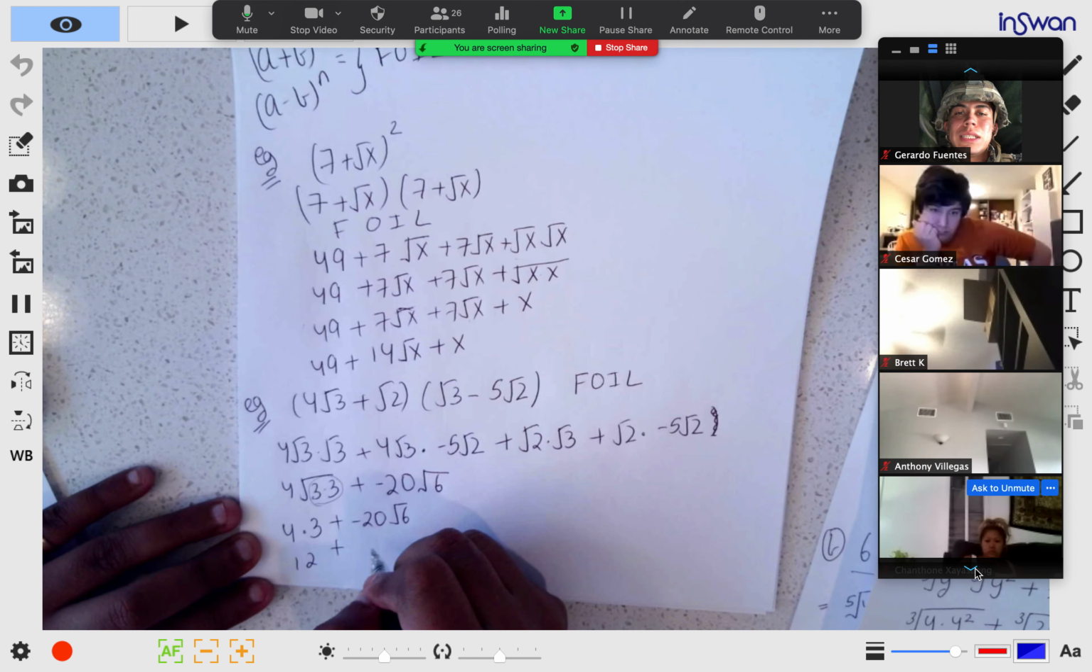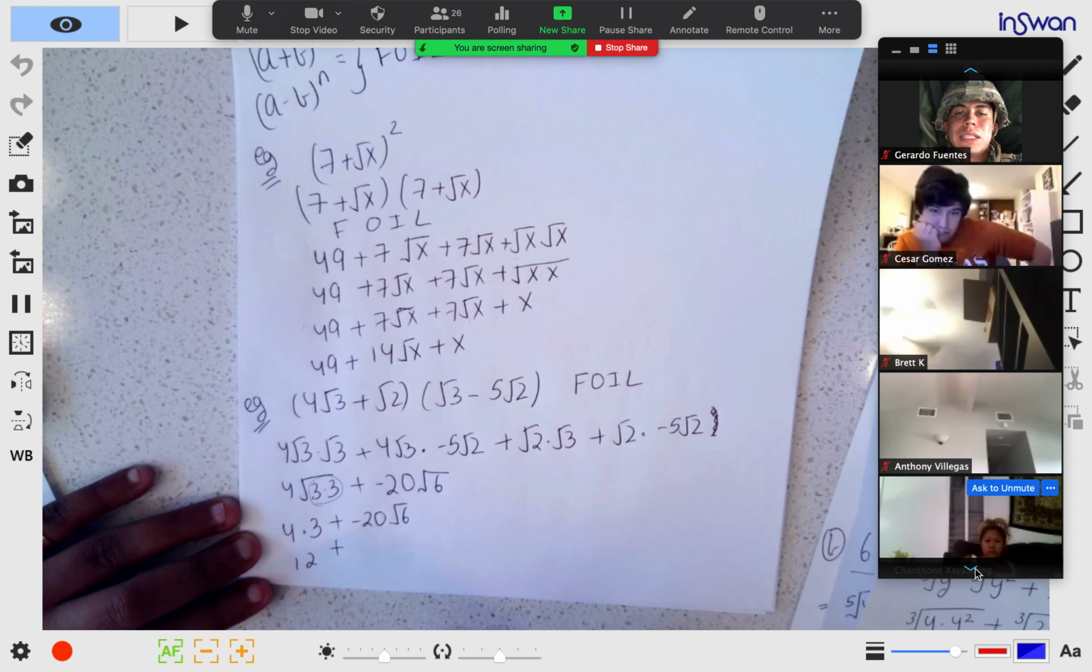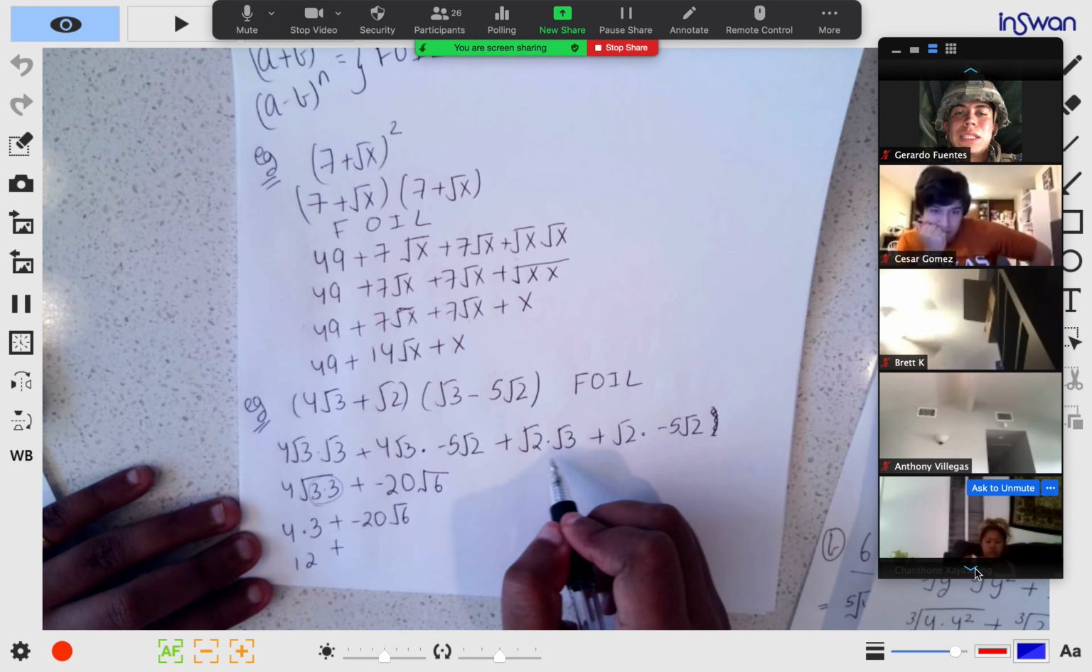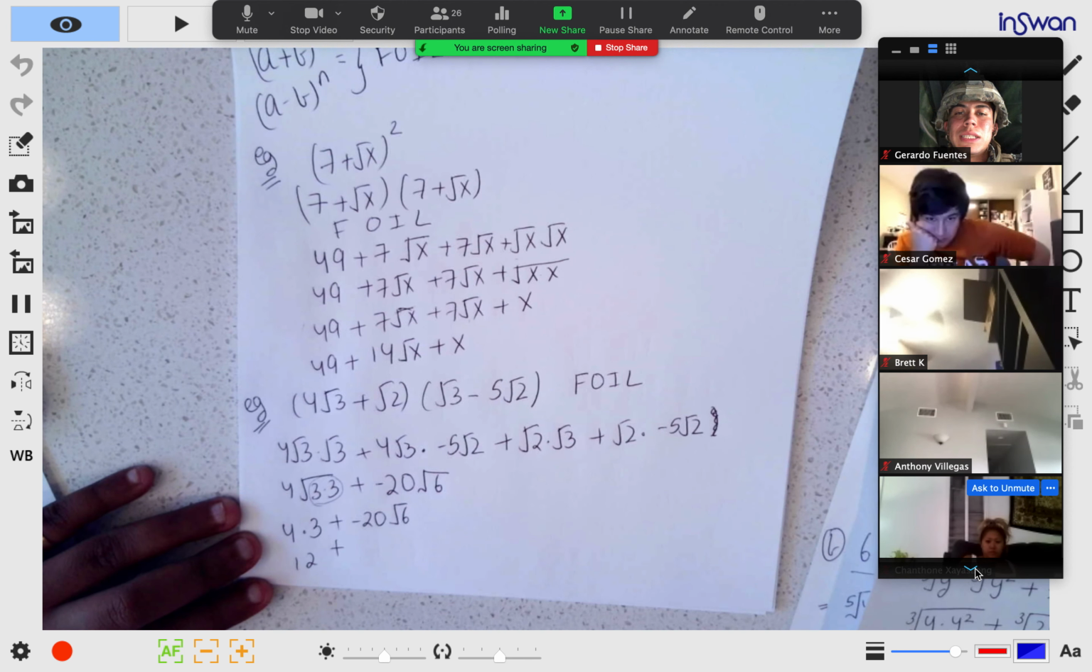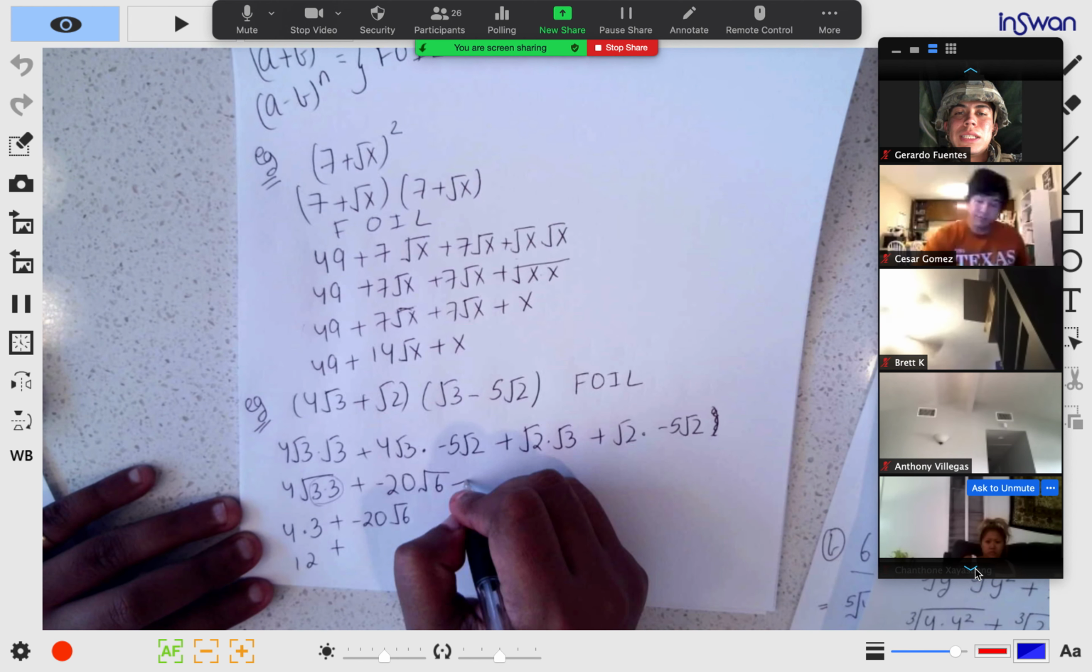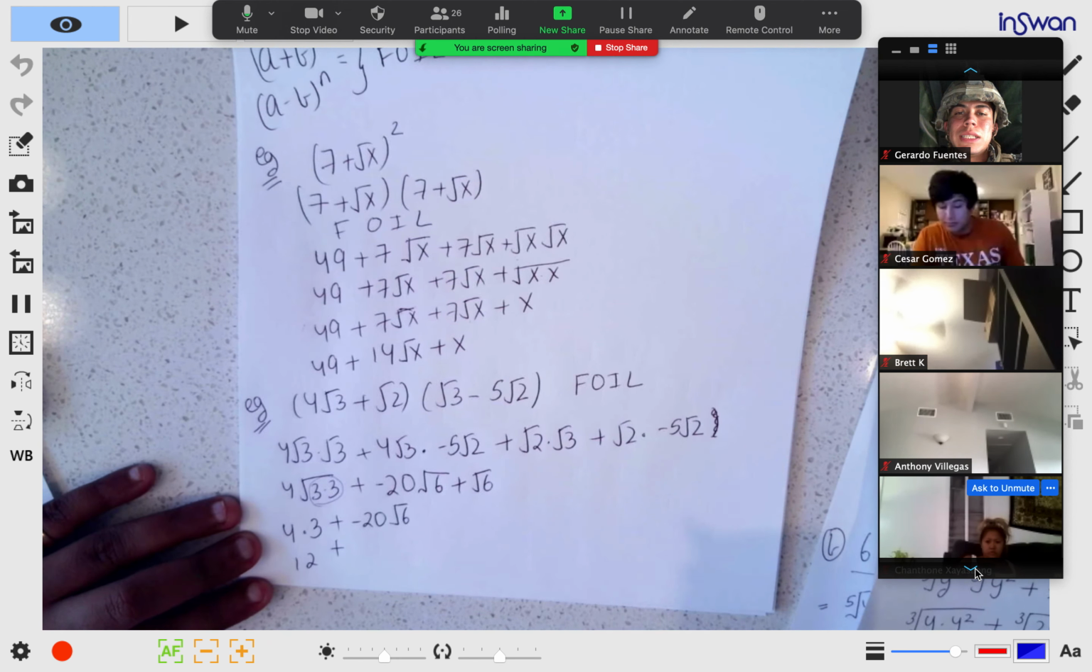Yeah. What about this thing? What does this become? 2 square root of 2 times square root of 3. Wouldn't that also be square root of 6? Exactly. Since it's multiplication, I can combine. Okay. What about this one?